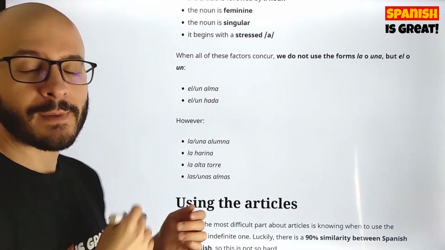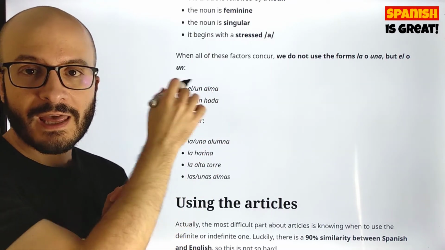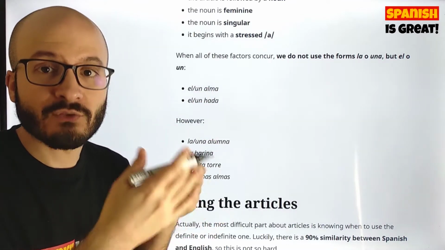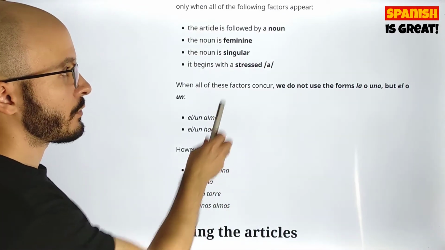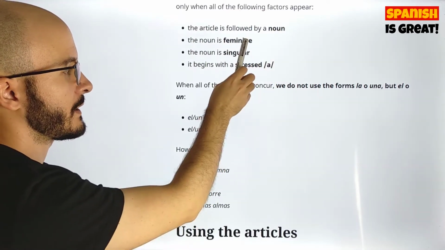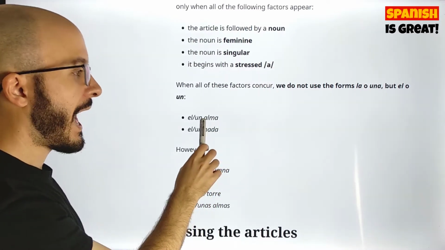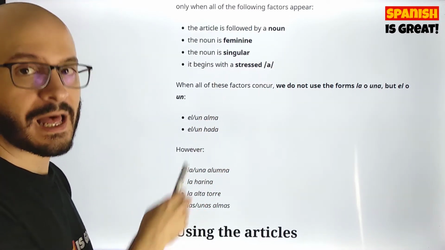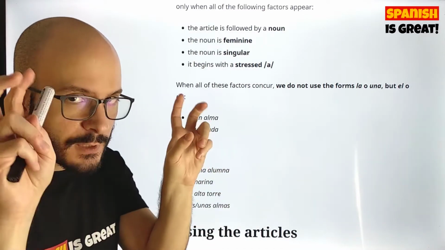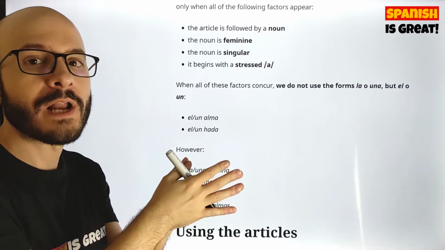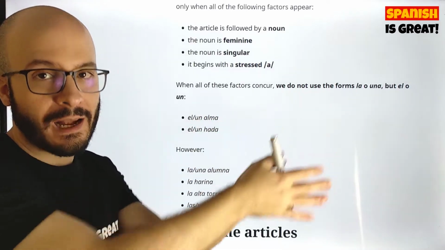Okay? So, what's the thing? Here, alma. Alma is soul. And we see that alma ends with a. So, it's feminine. It's a noun. It's feminine. It's singular. Begins with a stressed a. Alma, okay? Then it should be la alma or una alma. But no, exception, so el alma or un alma.